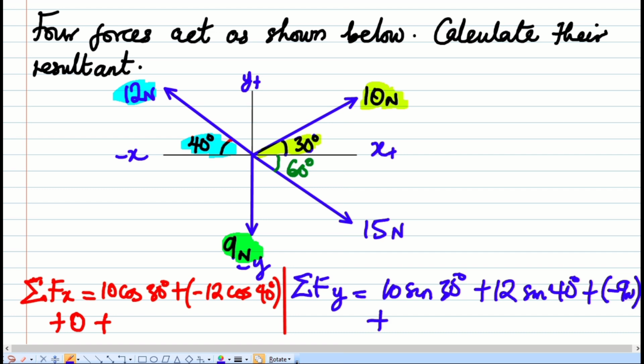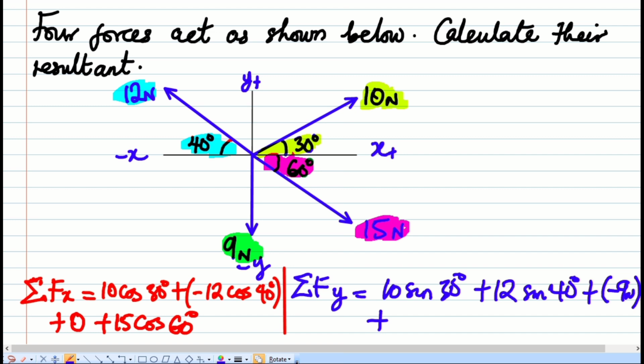So add another plus. Finally, now we're in the last force, which is 15 Newton. What's the angle 15 Newton makes with the horizontal? 60 degrees. So we're going to ask ourselves again, is this 15 Newton going towards the positive x or towards the negative x? It's going towards the positive x. So for the horizontal, it's going to be 15 cos 60 degrees, right?